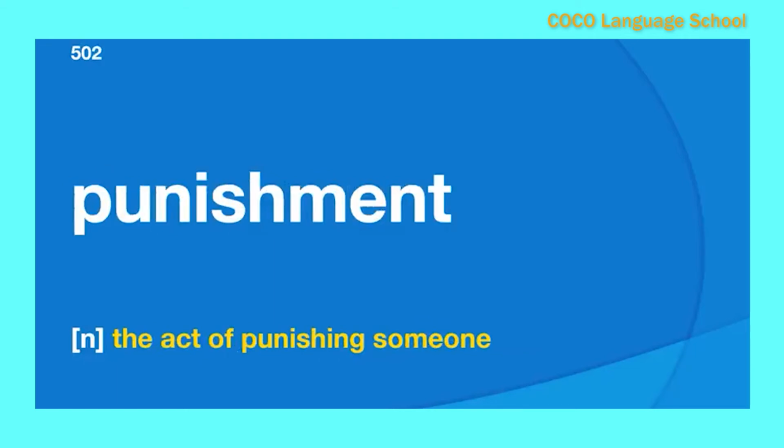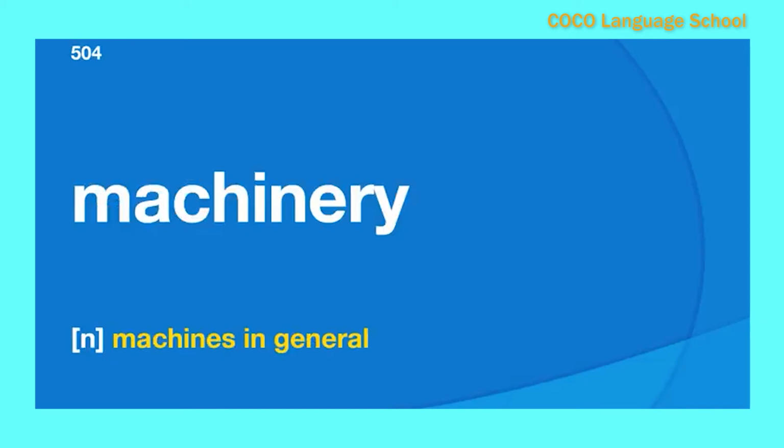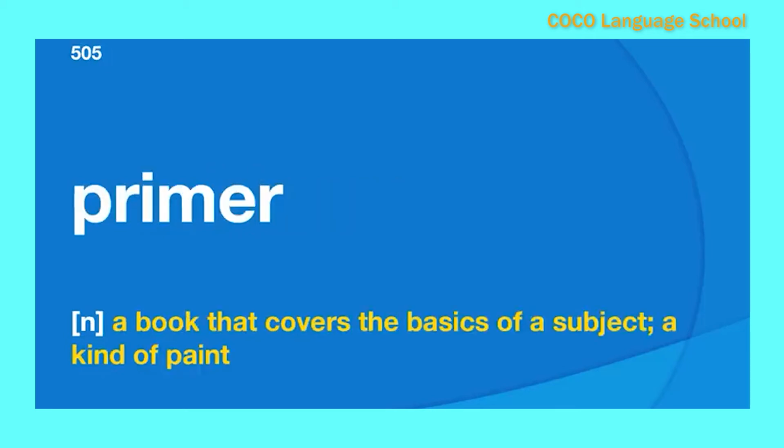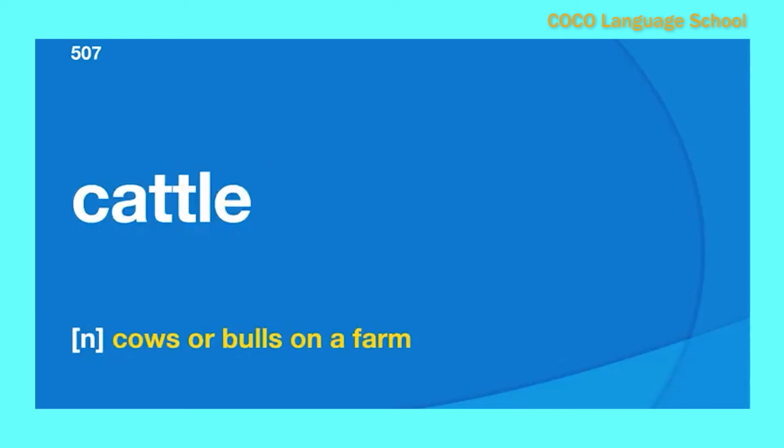The act of punishing someone. Punishment. A given area or a range around a certain point, a line from the center of a circle to its edge. Radius. Machines in general. Machinery. A book that covers the basics of a subject, a kind of paint. Primer. A substance released into the air. Emission. Cows or bulls on a farm. Cattle.